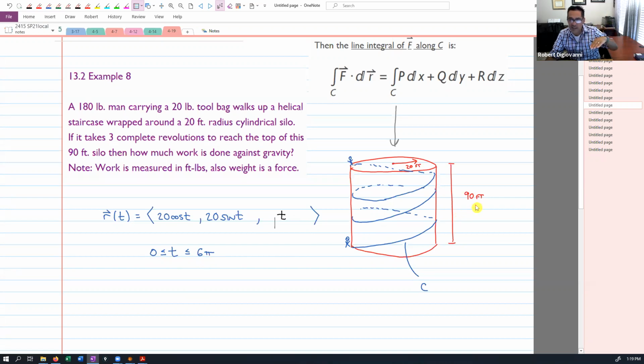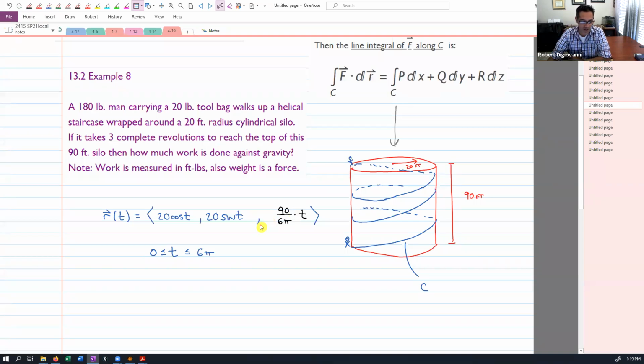But we need to be exactly 90 when we get to the top. Is it 90 divided by 6 pi? 90 divided by 6 pi, and then times T? Yeah. Let's try that. 90 divided by 6 pi times T.